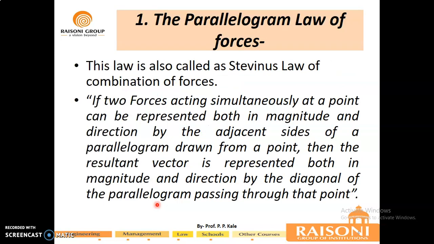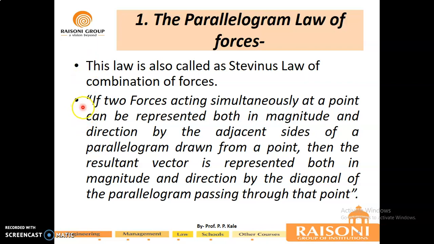So the first theorem, that is the parallelogram law of forces. This law is also called as the Thevenin's law of forces or Thevenin's law of combination of forces. This may ask in your MCQ type questions. Okay, so this is the important line.